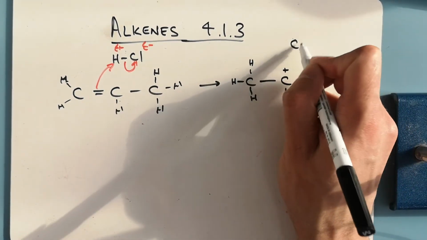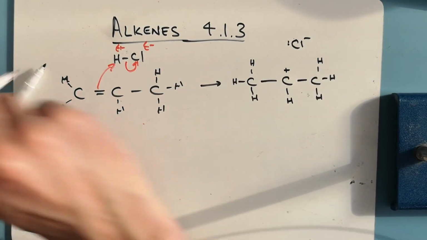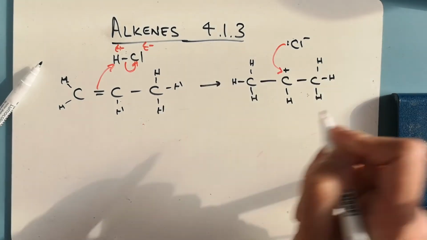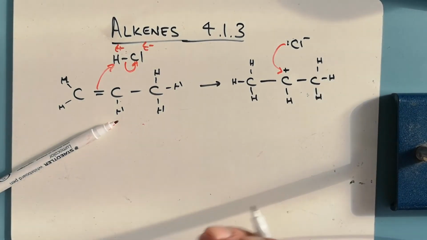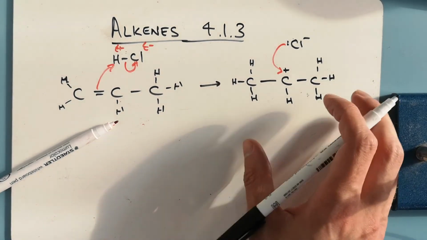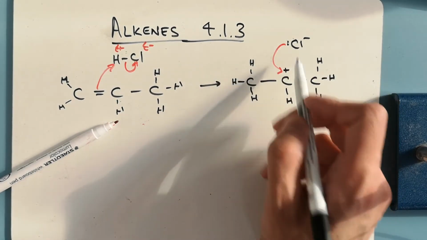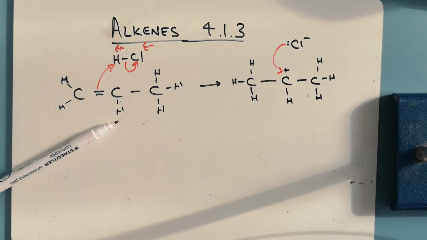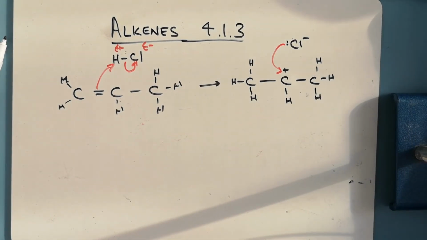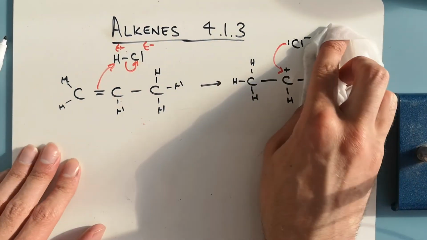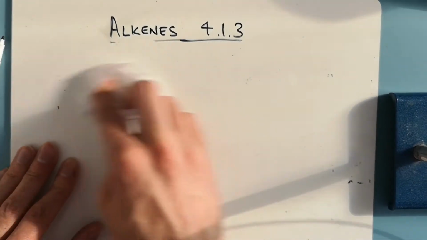So then the Cl minus comes in and goes onto that carbon. So we get 2 products from this, the major product being where the Cl goes onto the centre. So 2 chloropropane, but 1 chloropropane can exist as well. It will get formed from this reaction as well, just not in as high a volume as 2 chloropropane.